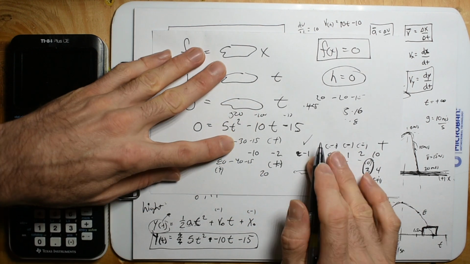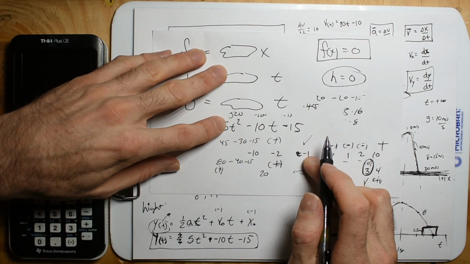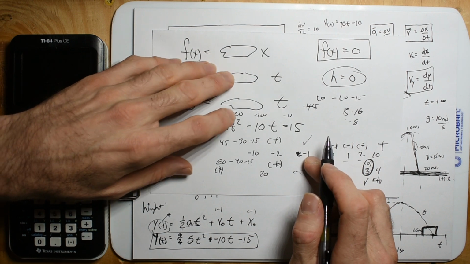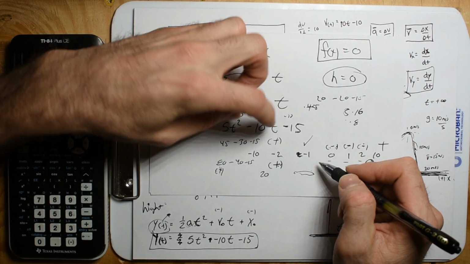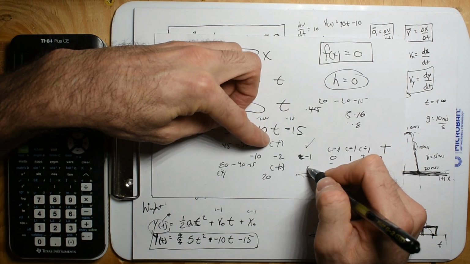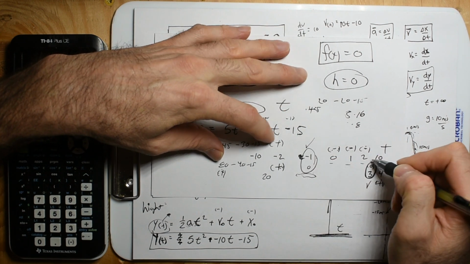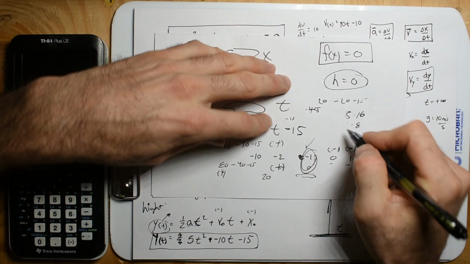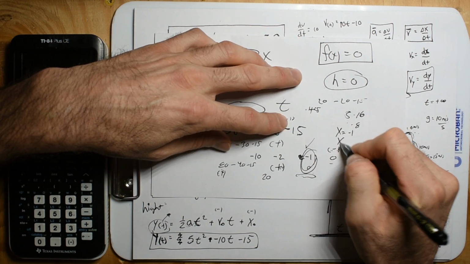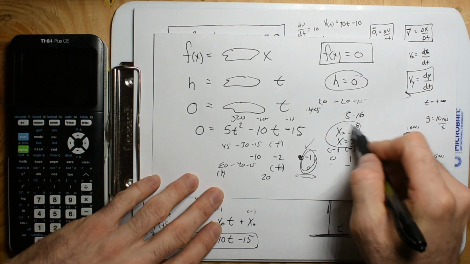How about negative 1? We're going to have positive 5. This is going to be positive 10. Whoa! So we have 15 minus 15. We just stumbled across our root. So our two roots on this are at 3 and negative 1. When x is equal to negative 1 and x is equal to 3, those are our roots.